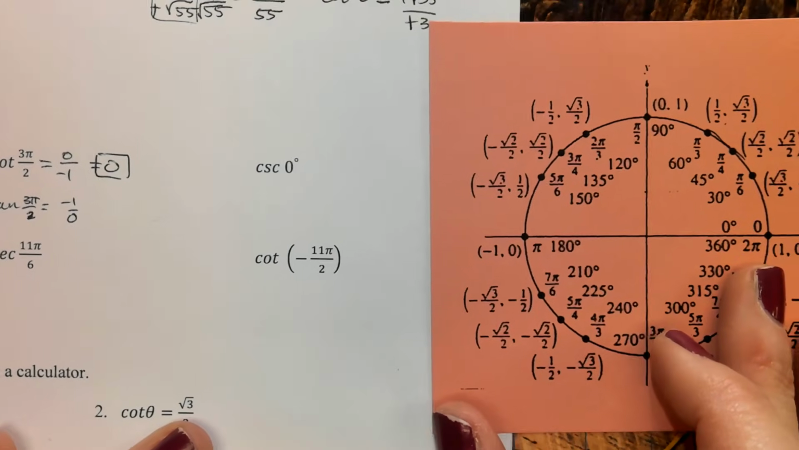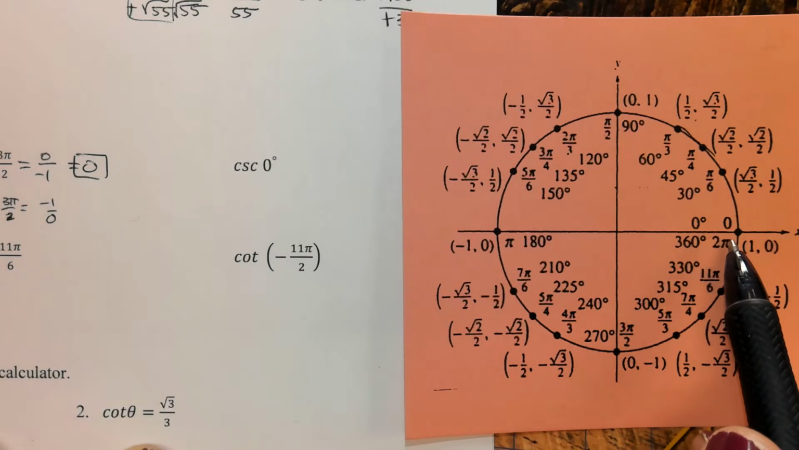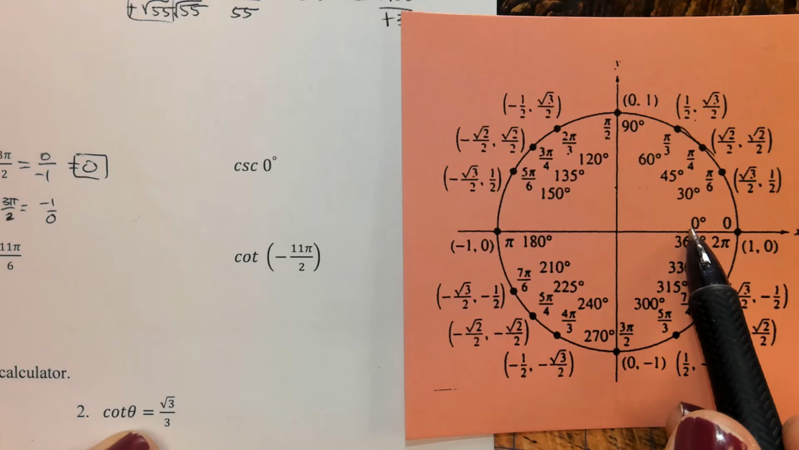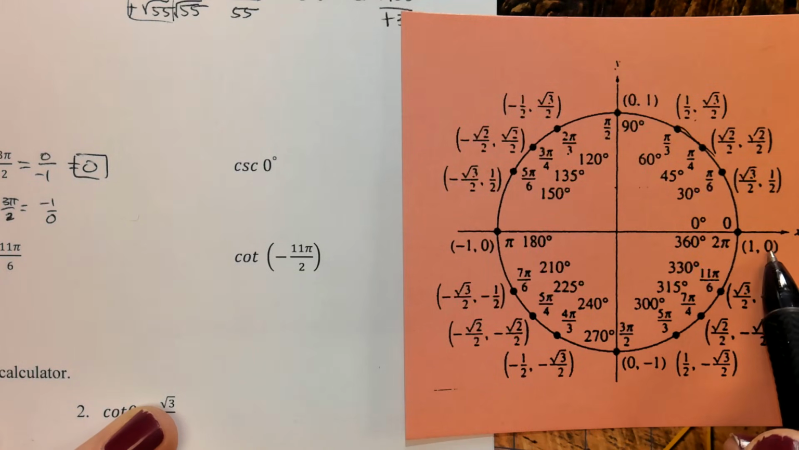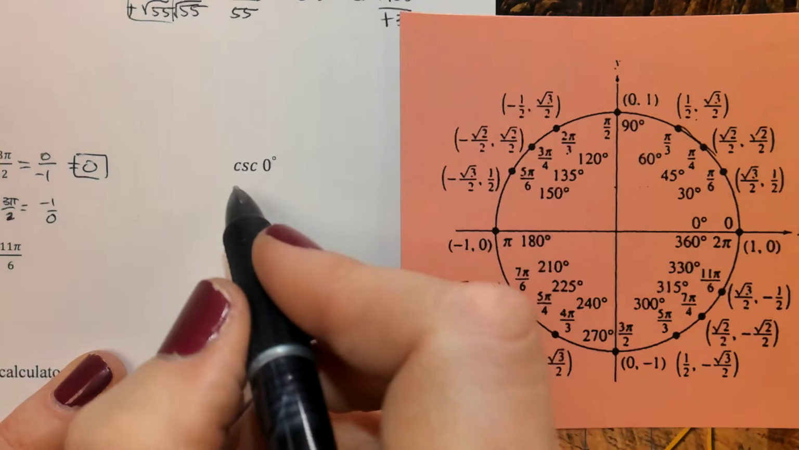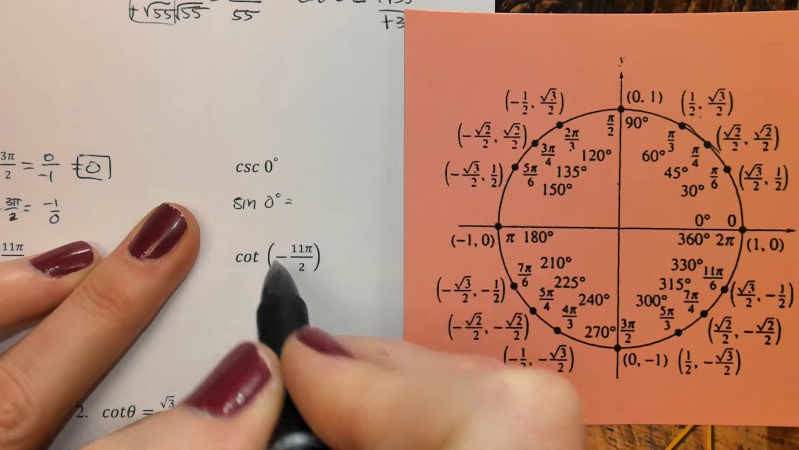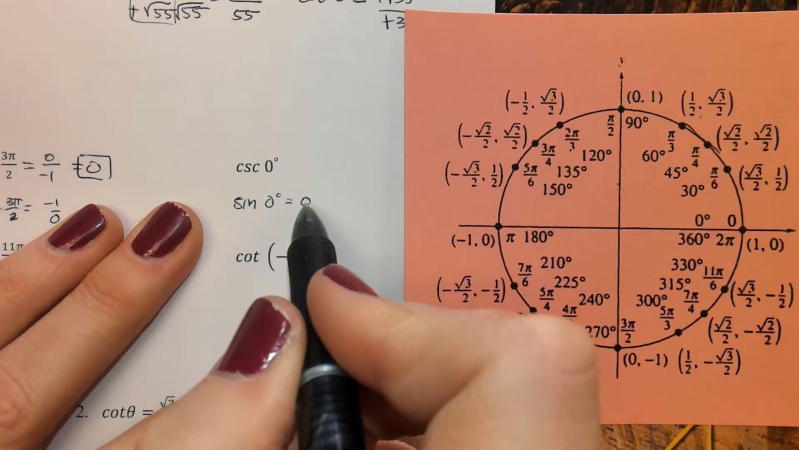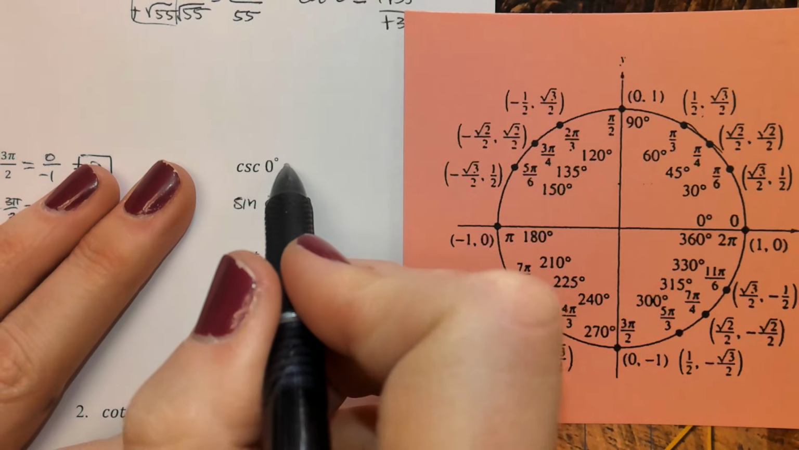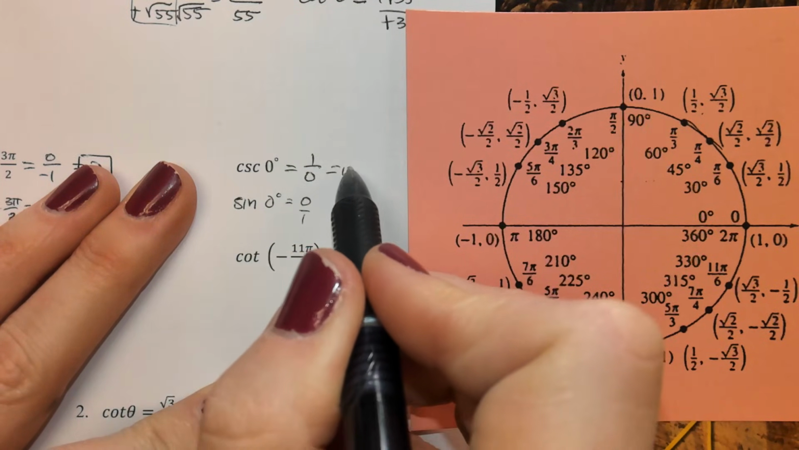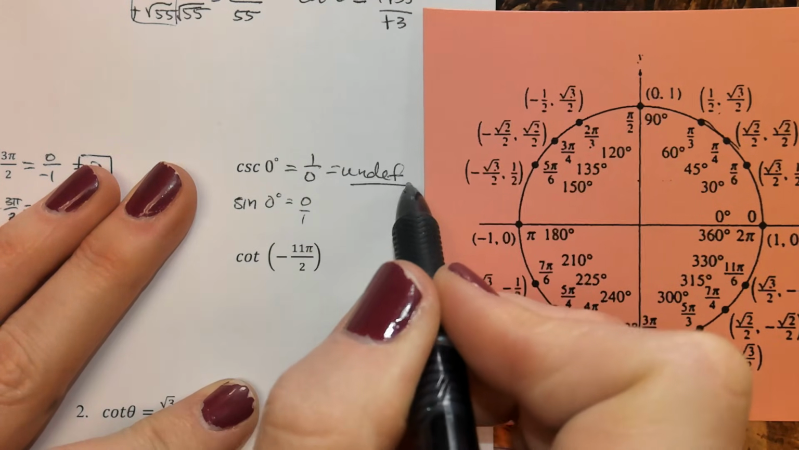Next I've got cosecant of 0. So looking at my 0 degrees angle, my y value is 0. So cosecant, remember, is just the flip of sine. So sine is 0. We're going to put that over a 1 just so I can flip it. So this would be 1 over 0, which is undefined.